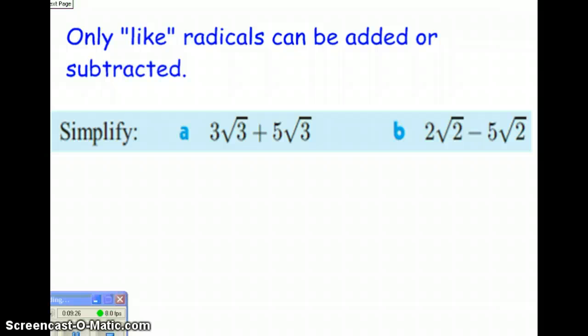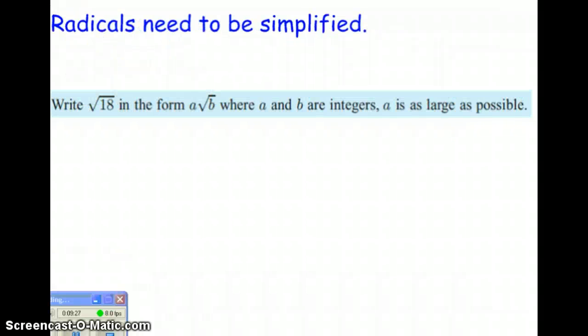We can only combine like radicals. We just talked about this. Radicals need to be simplified. That's where this, let's talk about the square root of 18. The square root of 18. Do you remember what perfect squares are? What are the perfect squares? Starting with the smallest perfect square. What's the smallest perfect square?